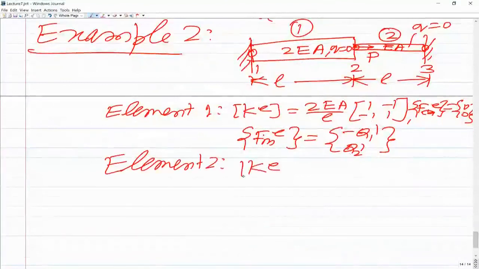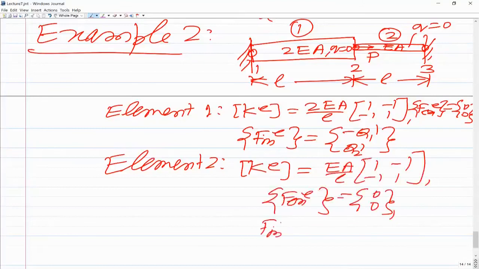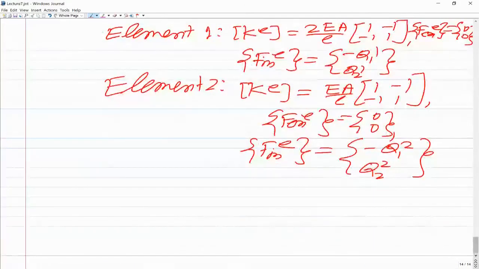If you look at element 2, the element level stiffness matrix has EA simply as EA, so it would be EA by L times [1 -1; -1 1], and F external of course is going to be a null vector, because Q is 0, and F internal would be equal to minus q12 and q22. For q I'm still using the local node numbers, and the superscript is the element number. Now once we have these element level governing equations, we do the assembly.